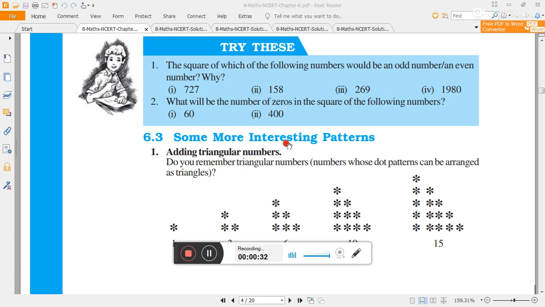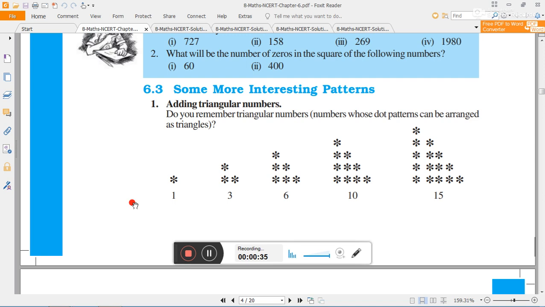Now this is some more interesting pattern. See, before this in the 5th standard or 6th standard we have seen the triangular numbers, so we know which numbers are called triangular numbers. See, numbers whose dot patterns can be arranged as triangles, those numbers are called triangular numbers. See, which are the triangular numbers? 1, 3, 6, 10 and 15.